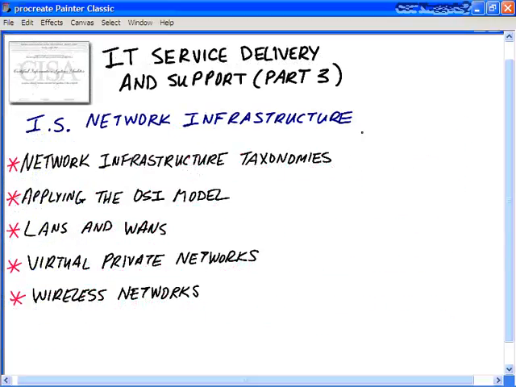In Part 3 of IT Service Delivery and Support, we covered information security network infrastructures. Looking at the basic taxonomy or classifications, we applied these things to the OSI model, the 7-layer model. We discovered LANs and WANs and different technologies applied to local area networks and wide area networks. We discussed virtual private networks, and then finally looked at the emerging wireless networking solution.